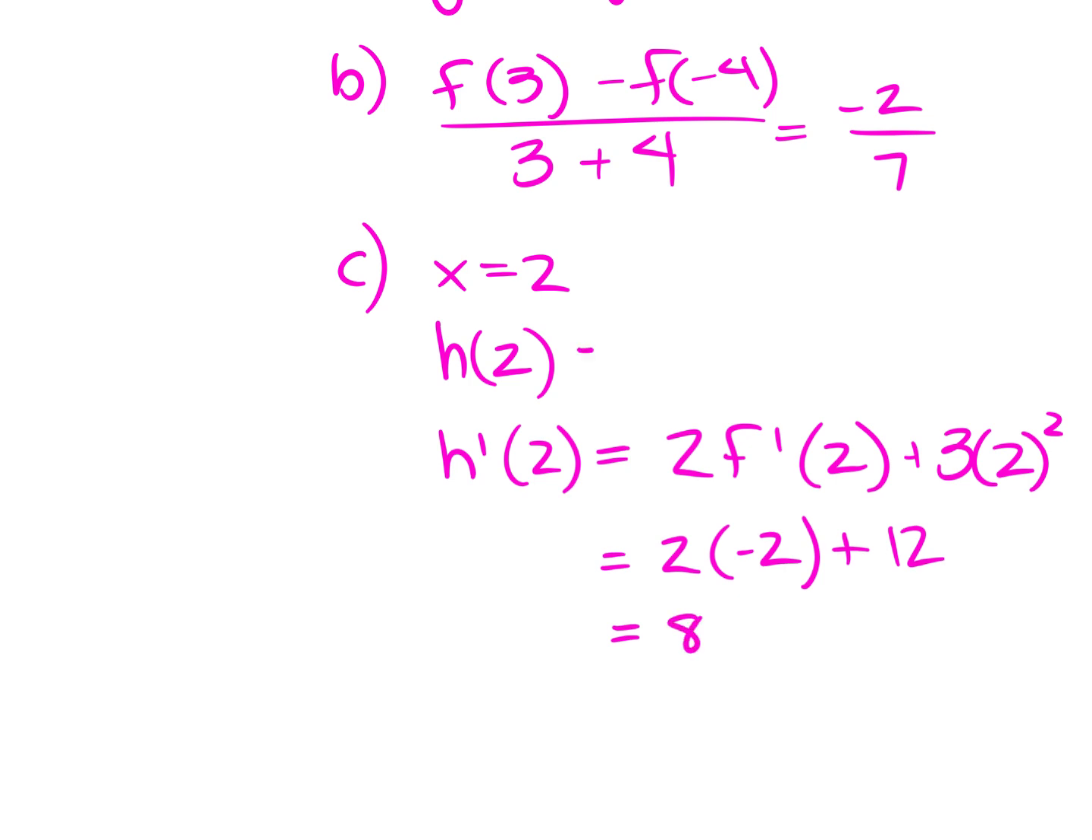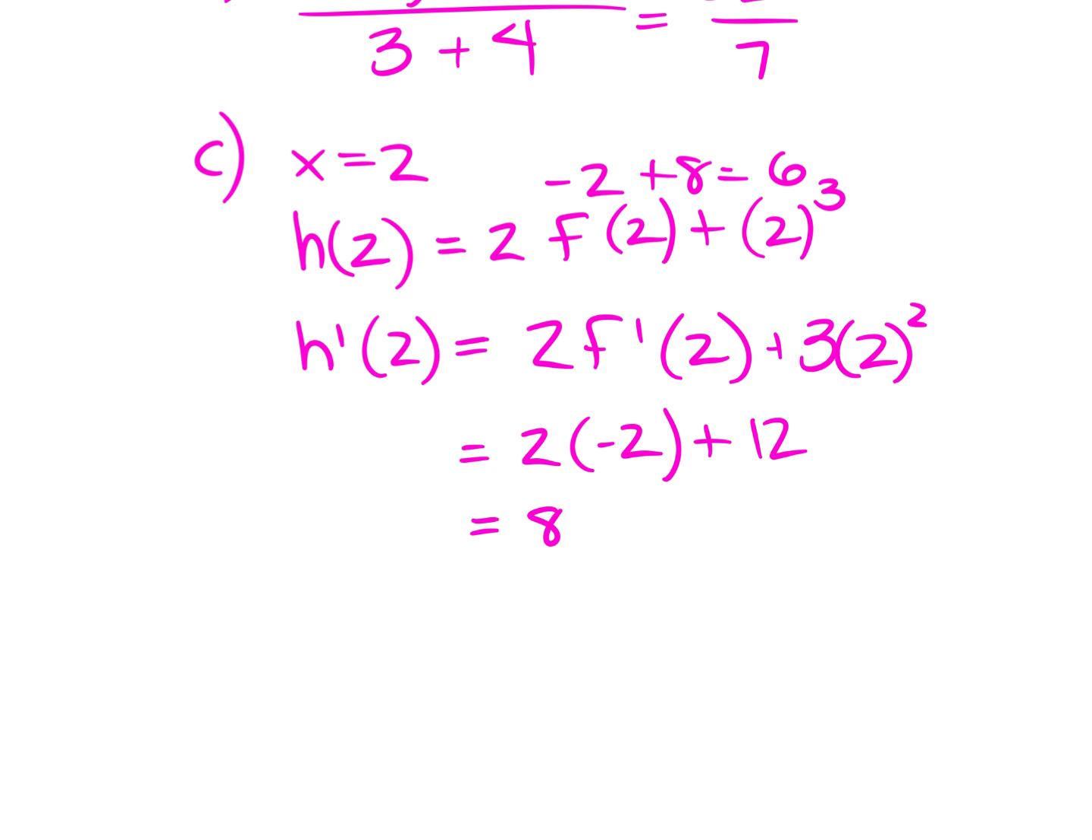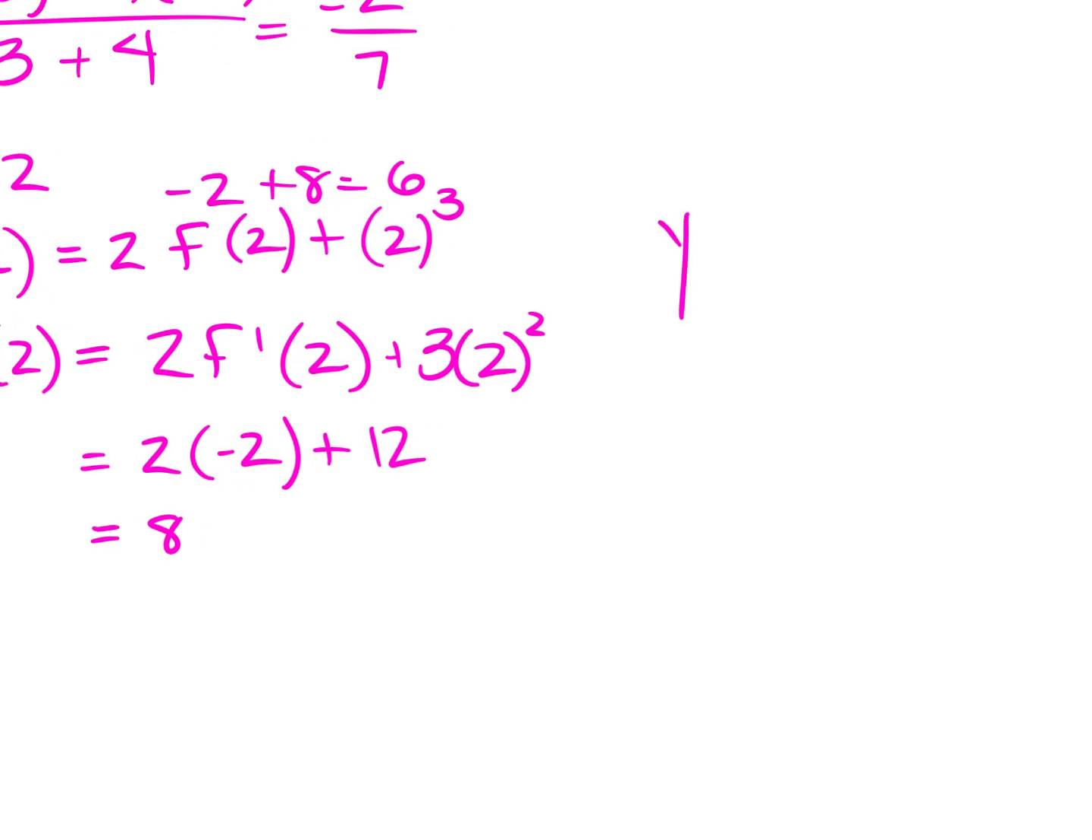How do I find h of 2? Plug it in. So that's 2 times f of 2 plus 2 cubed. What is f of 2? Negative 1, right? So that's negative 2 plus 8 gives me 6. Finding that and writing your tangent line was your second point. Because that part didn't require any calculus, so that's why there's kind of two things within it. So getting to y minus 6 equals 8 times x minus 2 would have gotten you your second point.